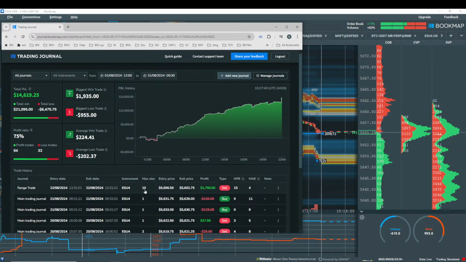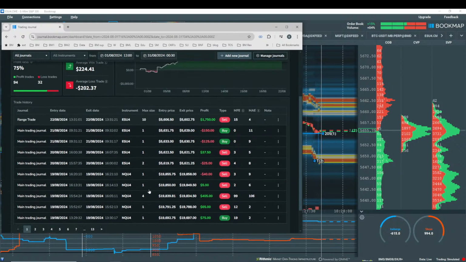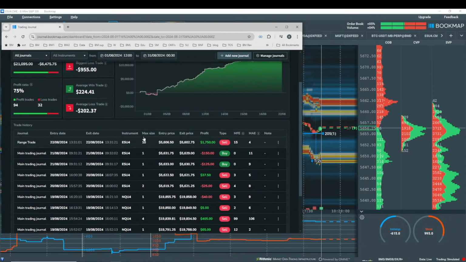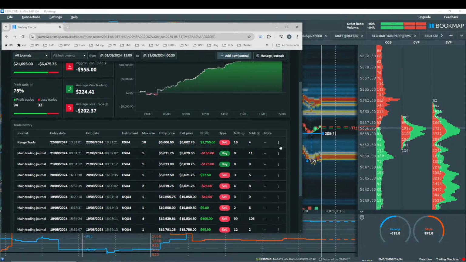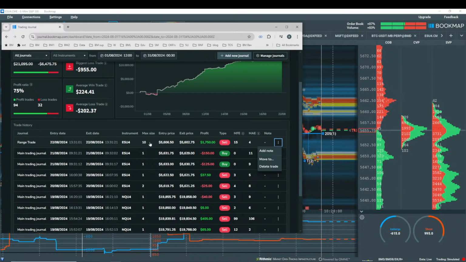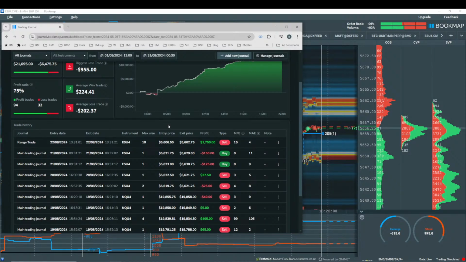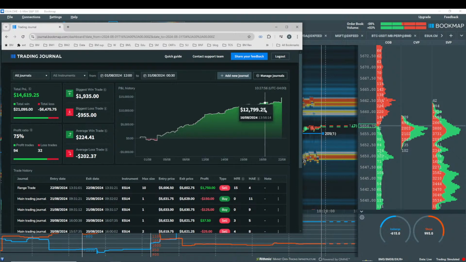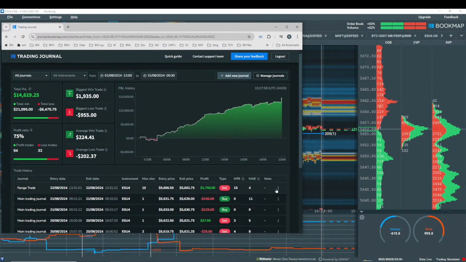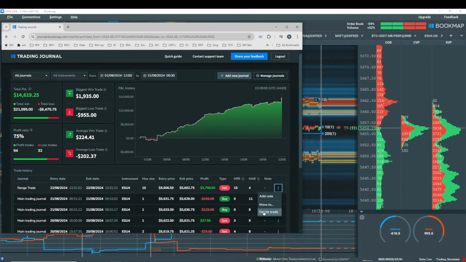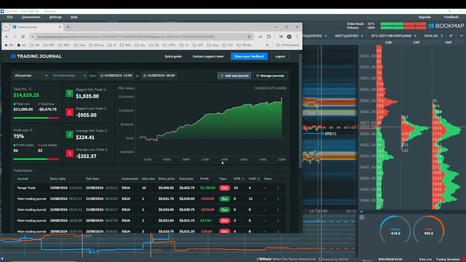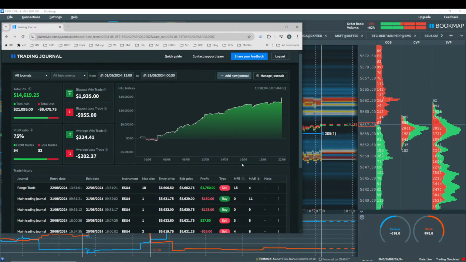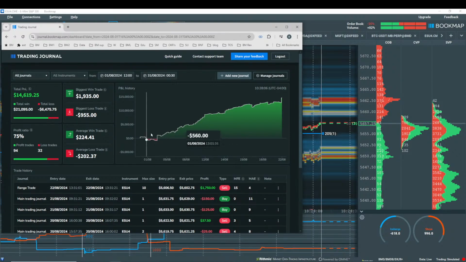Maybe I don't want to show, I try to keep it the way most people are trading. I don't want to show like 10 lots. Maybe I make a mistake, maybe I put in 100 lots, and then that'll blow out my P&L curve. So maybe you made a mistake or something. You want to delete it, or maybe you want it within another journal and not this journal, etc.